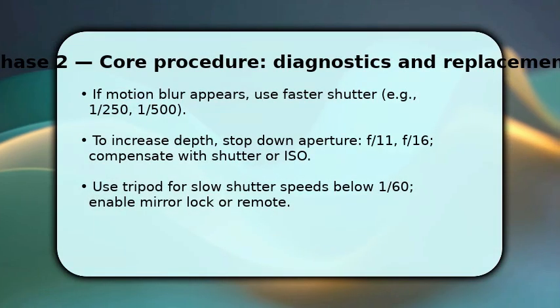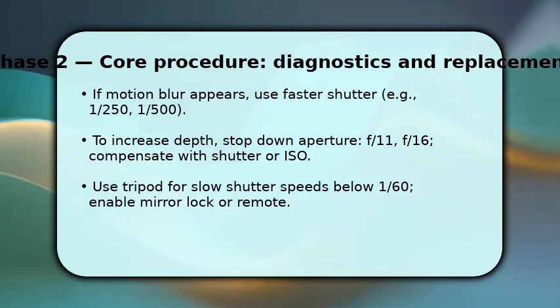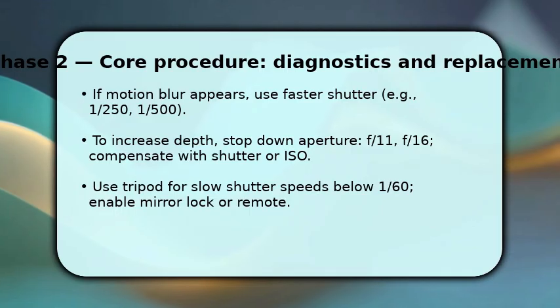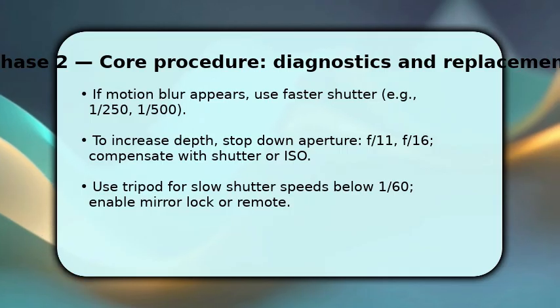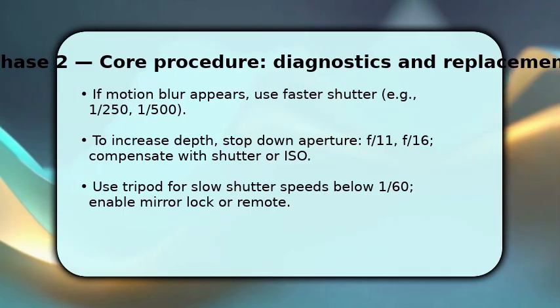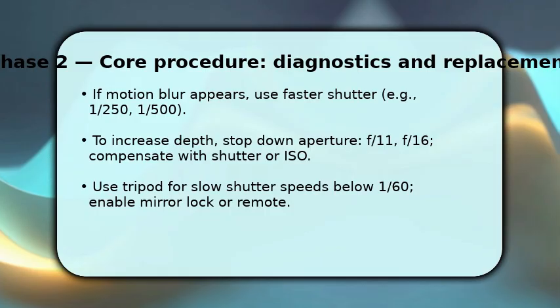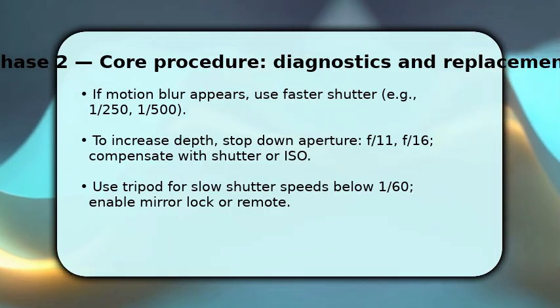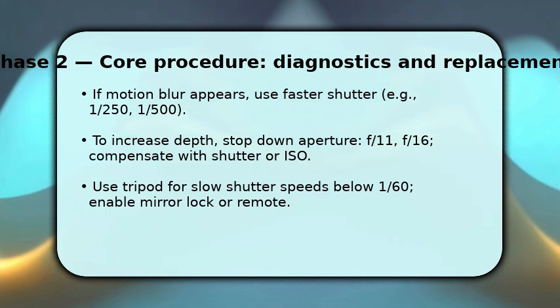Now refine the trade-off between motion and depth. If your subject moves, choose a faster shutter speed like 1/250 or 1/500, and if needed, open the aperture or raise ISO to maintain exposure. Conversely, when you want more depth of field, stop down to f/11 or f/16 and then lengthen the shutter or boost ISO to compensate. Once stable, use a tripod for speeds below 1/60th and consider mirror lock or a remote shutter to eliminate camera shake.